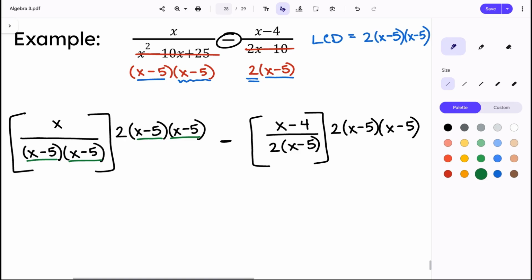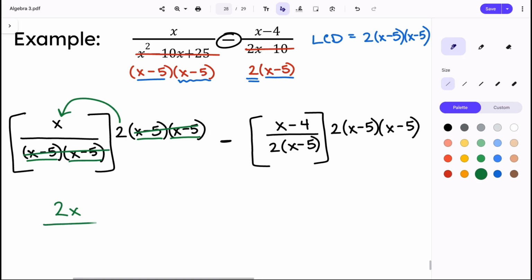What does the bottom not have that I'm multiplying by? A 2. I'm going to take this 2 and multiply it into the top. So I'm going to take 2 times that x. I'm just going to write it as 2x. I'm not going to worry about these x minus 5s because I'm imagining they would both just cancel off with the bottom.